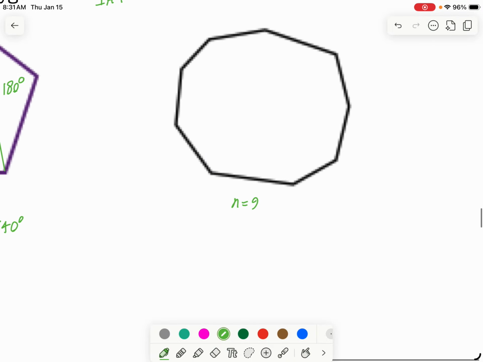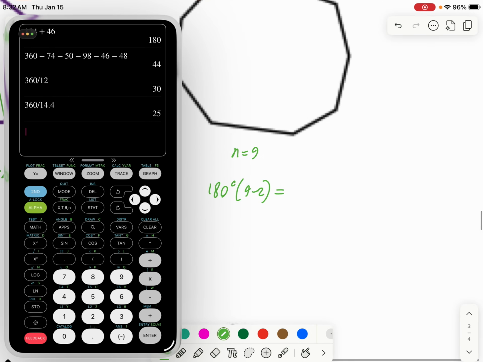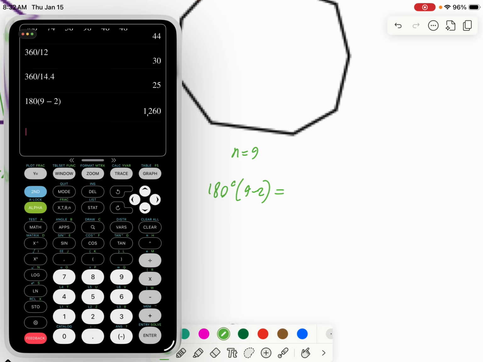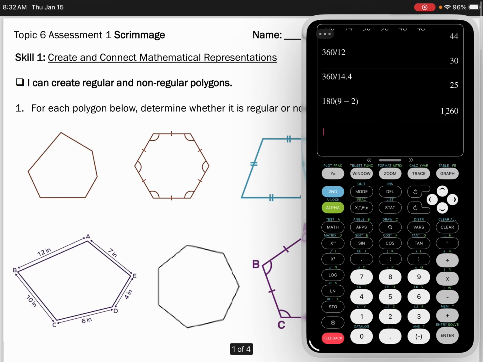All right, what about this one? Just use that formula real quick. 180 degrees times 9 minus 2, that's times 7. And in my head, I can't do that right now. So 180 times 9 minus 2. I could have just put times 7, but I just want to see the whole formula. 1260 degrees.